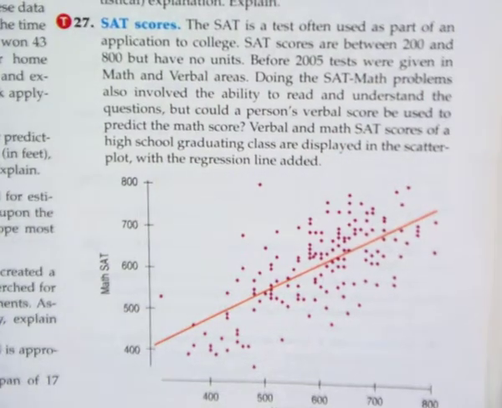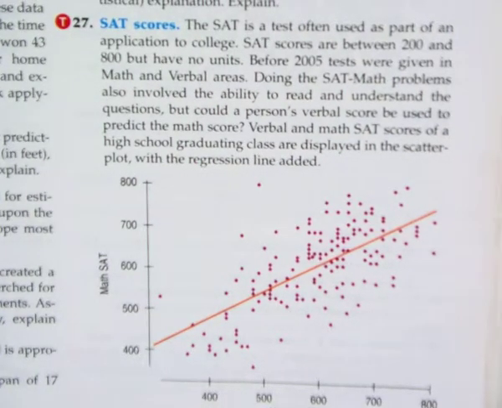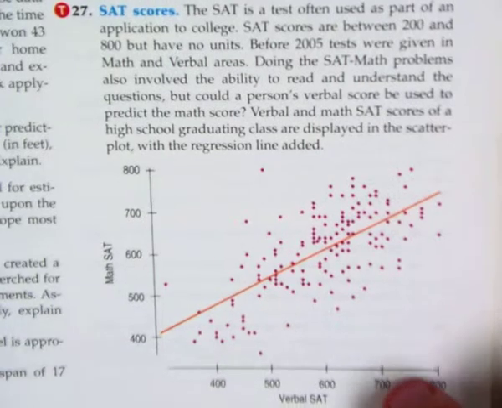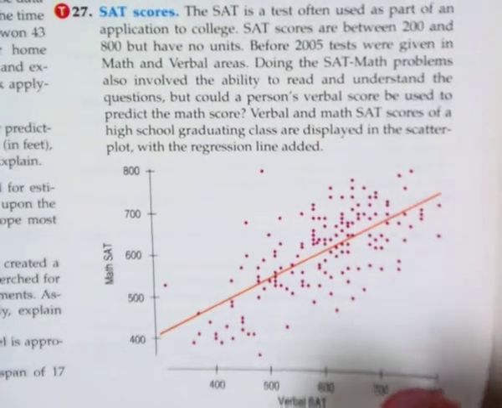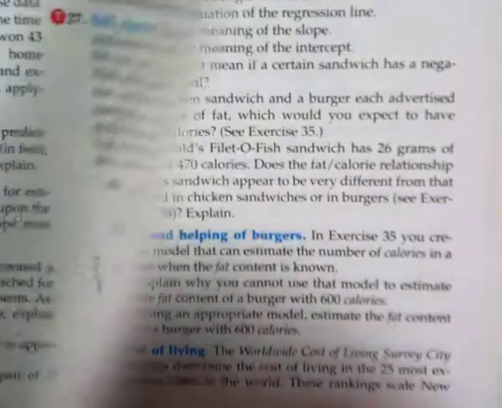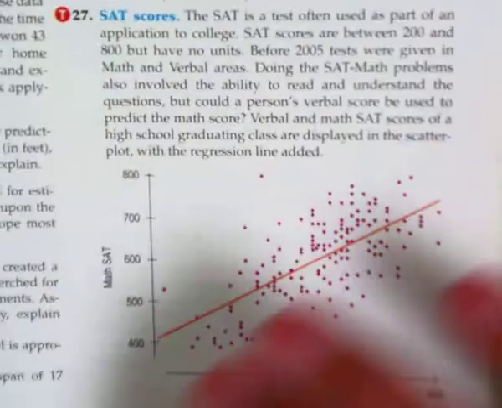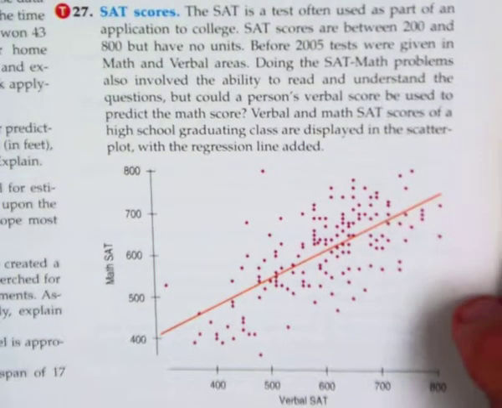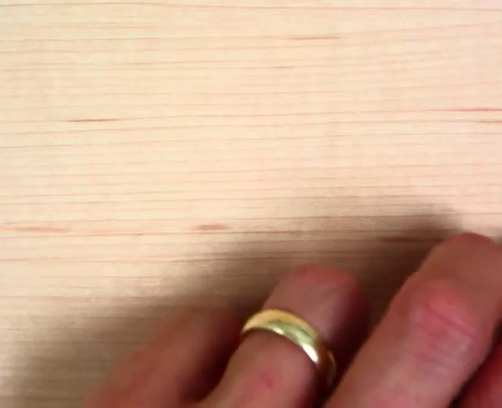Alright, so problem 27 here, we have a scatter plot of SAT verbal scores versus math scores. The first thing that we need to do is describe the relationship. So if we look at this, let's go ahead and do that. We need to talk about strength, direction, form, and outliers, right?